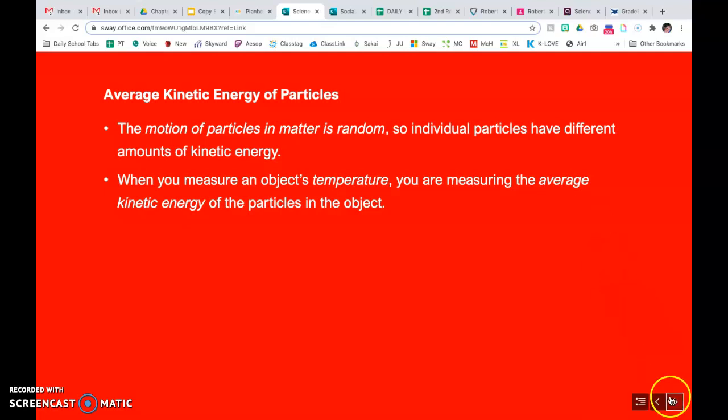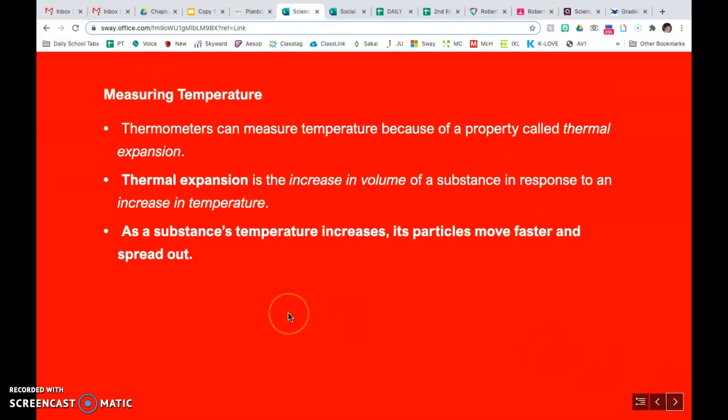Learn something new. We, of course, use thermometers when we're measuring temperature. And this is due to a property called thermal expansion. We learned thermal means heat. So thermal expansion is the increase in volume of a substance in response to the increase in temperature. So in other words, as a substance's temperature increases, its particles move faster and spread out.